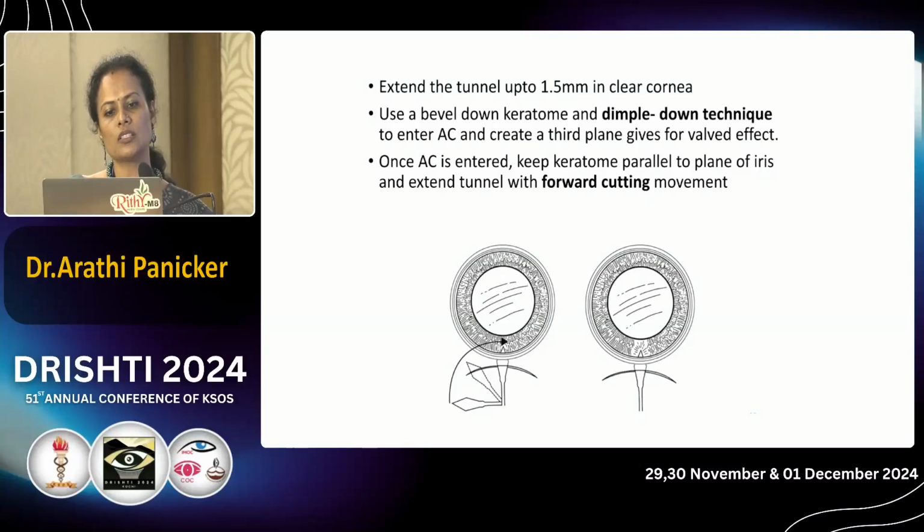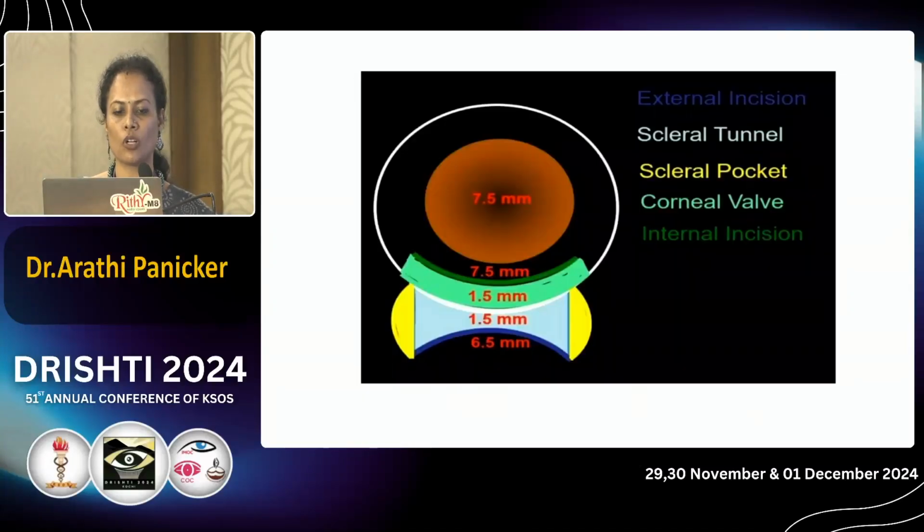Now extend the tunnel up to 1.5 mm into clear cornea. Use a bevel down keratome and a dimple down technique to enter the anterior chamber and create a third plane for a valve effect. Once the anterior chamber is entered, keep the keratome parallel to the plane of the iris and extend the tunnel with a forward cutting movement.